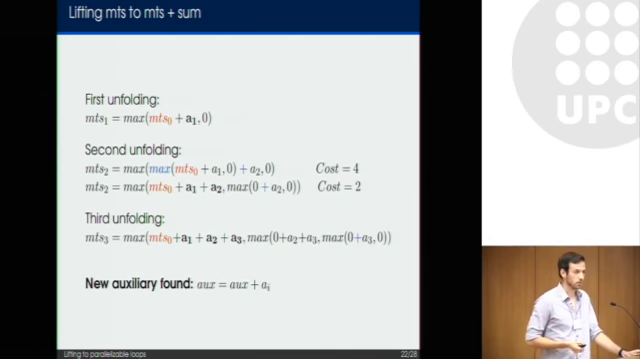And third unfolding, after all these steps of reducing the cost of the expression, we find that we can use again this summing function to find this variable. So we have found a new auxiliary, which is the sum of the elements of the array.